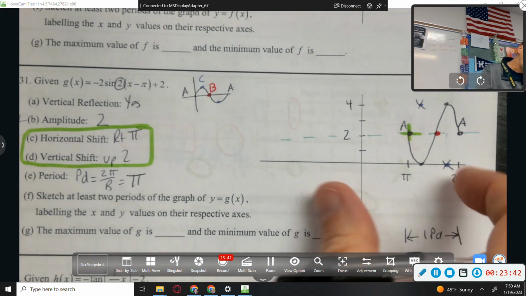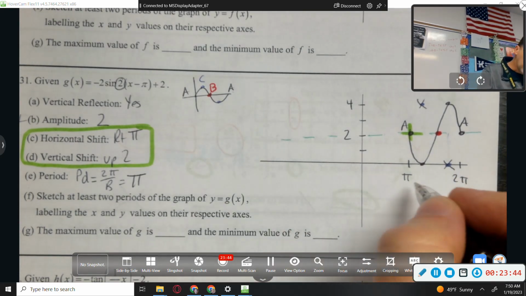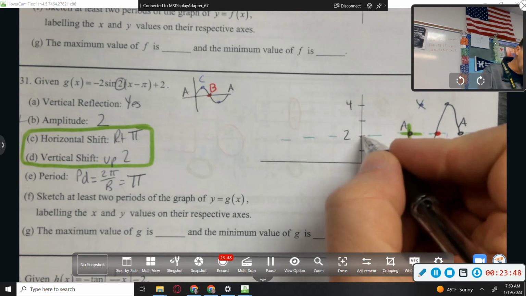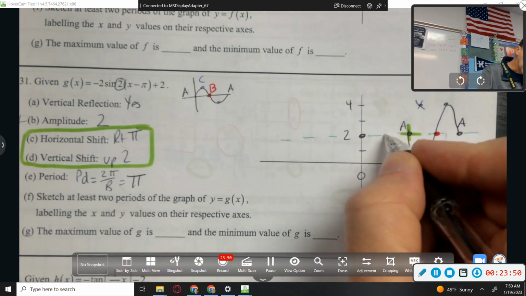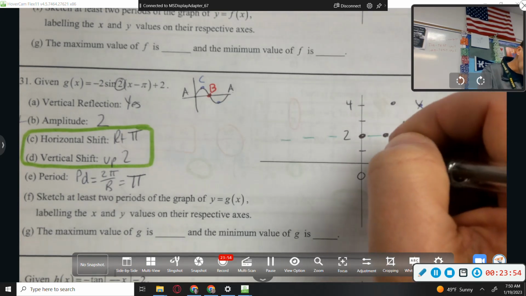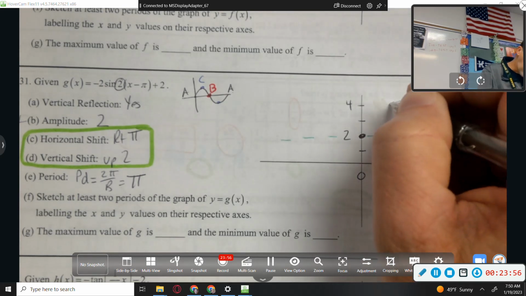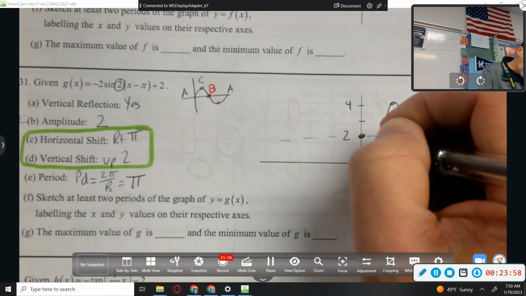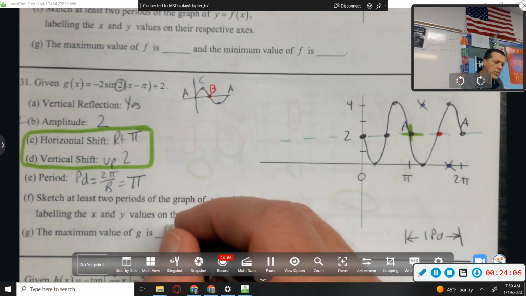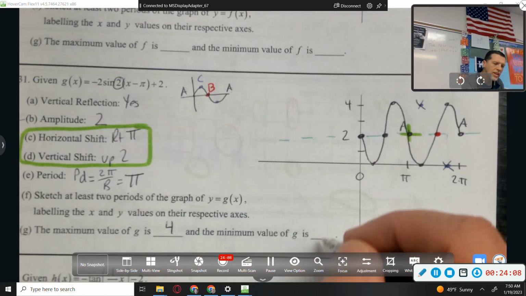All right, let's carry this back 1 period. So from pi to 2 pi is a period, from pi to 0 is a period. Let's see, the maximum is 4. We already answered that. The minimum is 0.